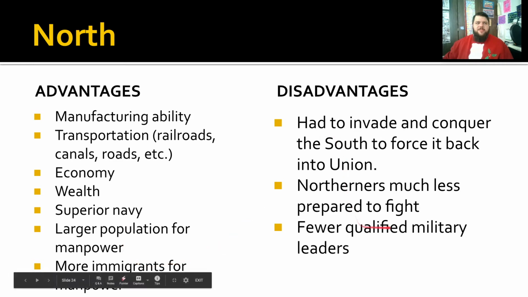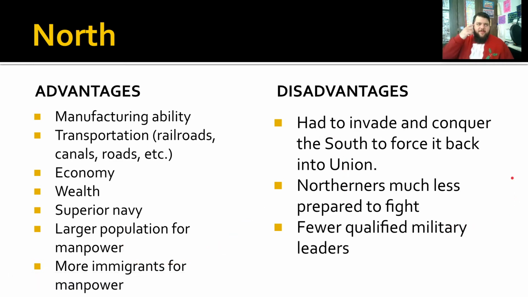So here are some advantages and disadvantages. On the left here, these are all for the North: the manufacturing ability, the transportation, money, the Navy, more people in the North, also more people coming into the North by immigration. Just note that if someone has an advantage, that means the other side inherently has to have a disadvantage in the same category. So if money is an advantage for the North, that means that the South has to be at a disadvantage in money.